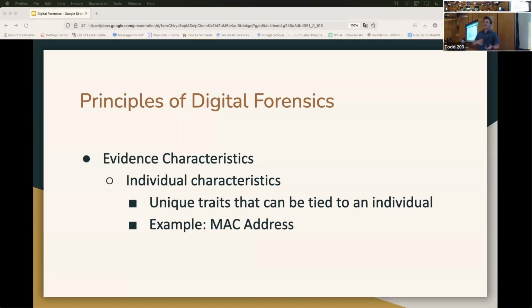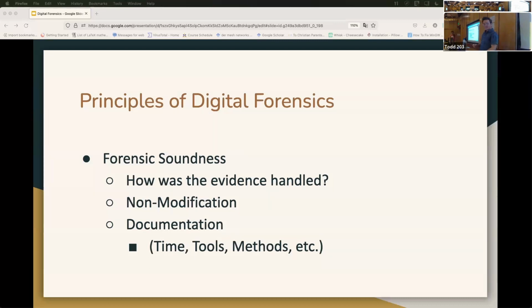So class characteristics of evidence are going to tell us what is going on, and the individual characteristics are going to tell us who. Should this person be in the system? Forensic soundness. This is really how is the evidence handled. This kind of goes back to Locard's exchange principle a little bit, right? If we are interacting with the system, we need to be careful that we're not changing things. There's principles of non-modification. We don't want to change any of the data. We want to make sure that everything stays the way it was before we started interacting with it.